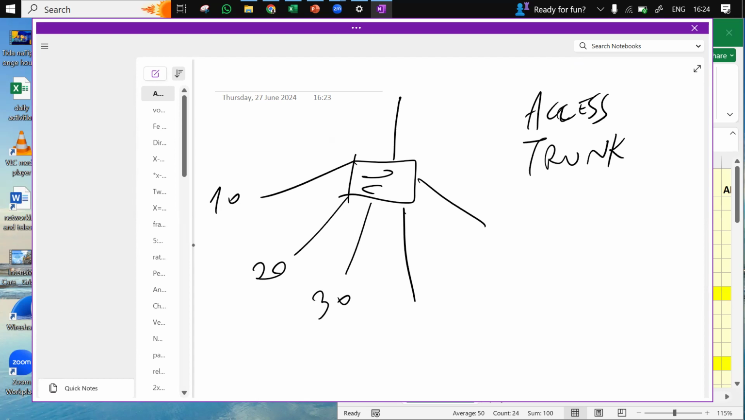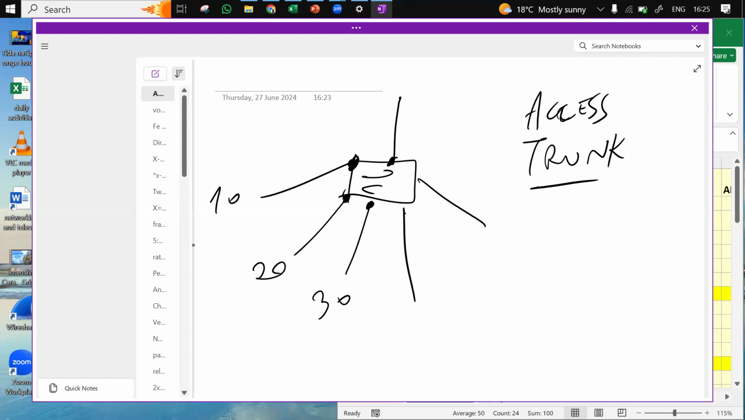An access port can handle only one type of VLAN. Only one VLAN, if I can say. It carries user data mostly. The port role is connecting to the end devices. So in this example, these are access ports because they are connected to the end device. Then we have a trunk. A trunk carries multiple VLANs. It can take in multiple VLANs.